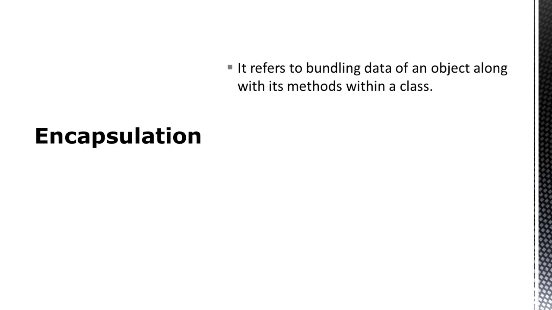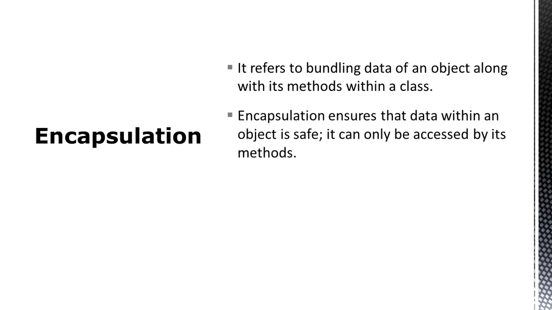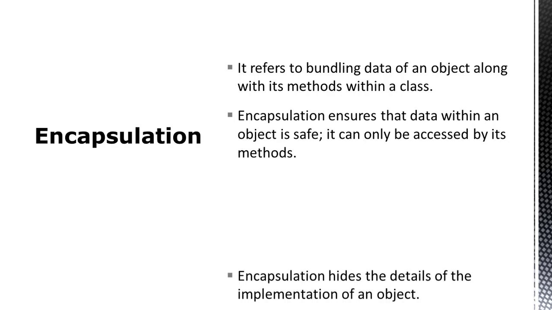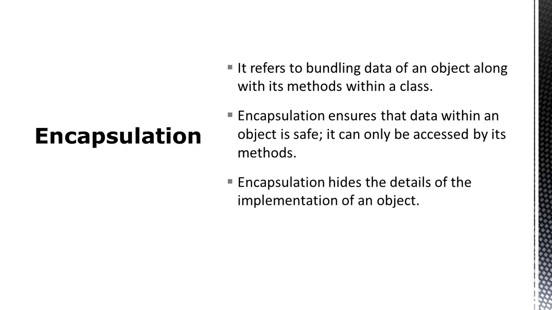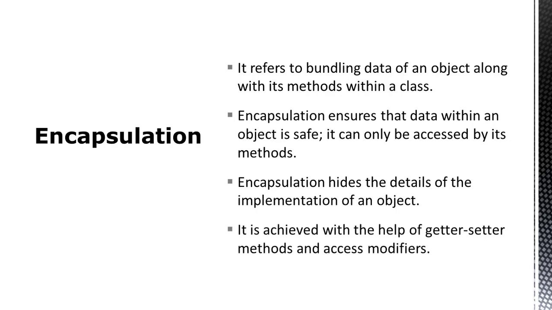While doing so, it ensures that the data within the object is safe and can only be accessed by means of its methods. If, let's say, one object wants to access some data of the other object, then it will call some method of that object and it will get the data. It need not know the implementation of that method. That means encapsulation hides the details of the implementation of an object. And this is achieved using getter-setter methods and access modifiers.